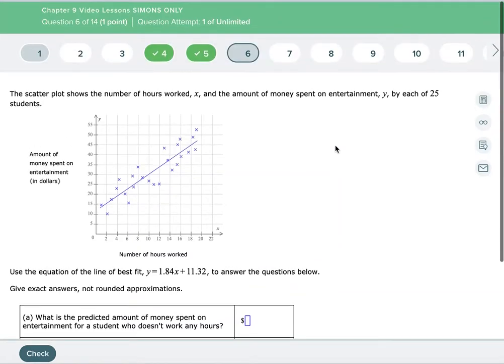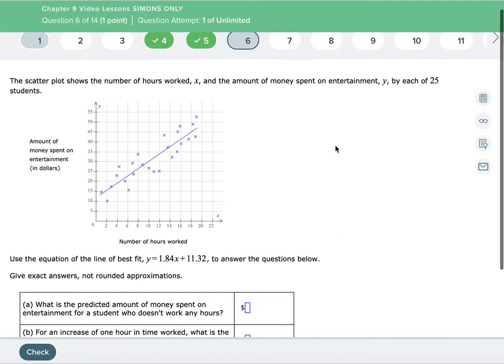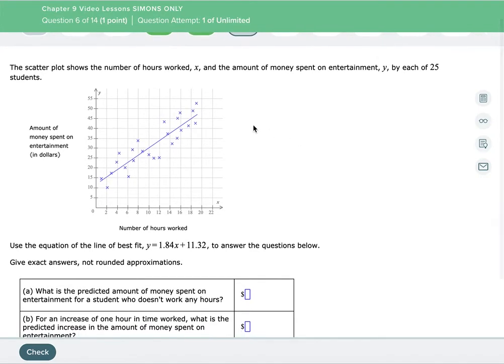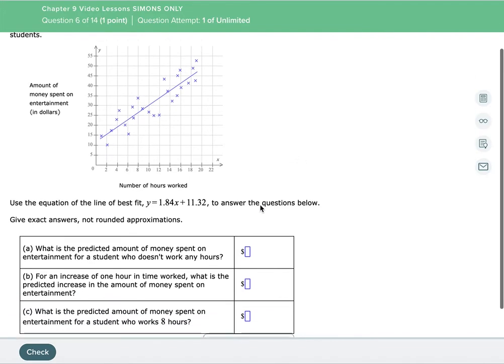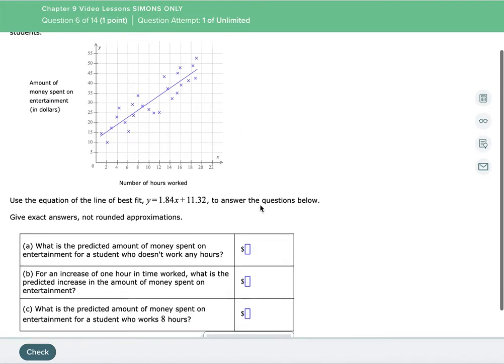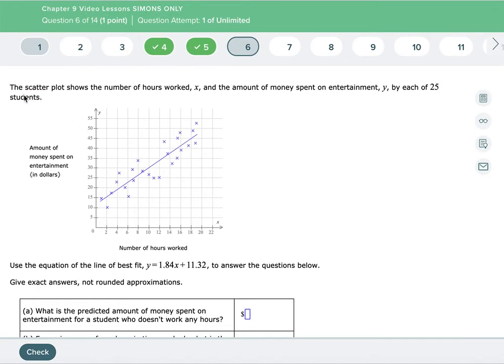We're going to start talking about making predictions when you have a line of best fit. So this is assuming you have a line of best fit, which we do have on this graph here. We are going to try to use that graph to answer some questions about it. All right, so let's look at what the question's asking us to do.